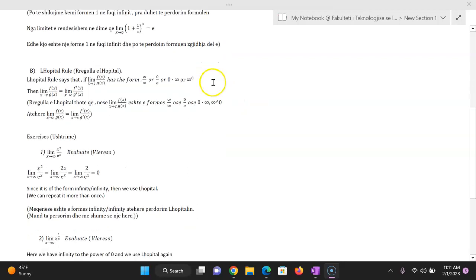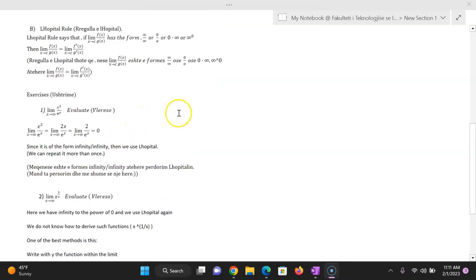Okay, now let's see the second additional note. That is called L'Hopital's rule. L'Hopital's rule says that if the limit when x approaches some number c of the function f of x over g of x has the form infinity over infinity, or 0 over 0, or 0 times infinity, or infinity to the power 0, then the limit when x approaches c of f of x over g of x can be written as the limit when x approaches c of the derivative of f of x over the first derivative of g of x.